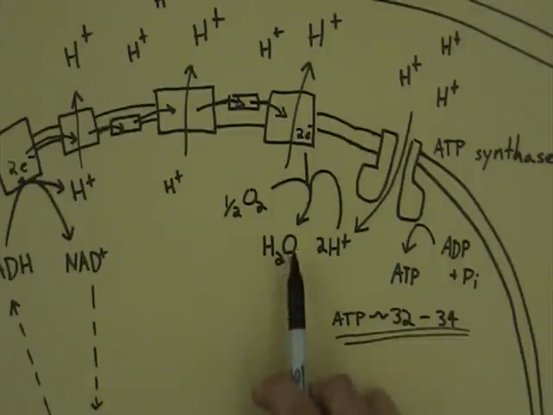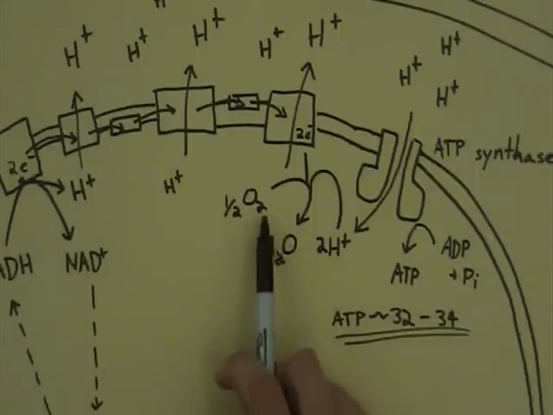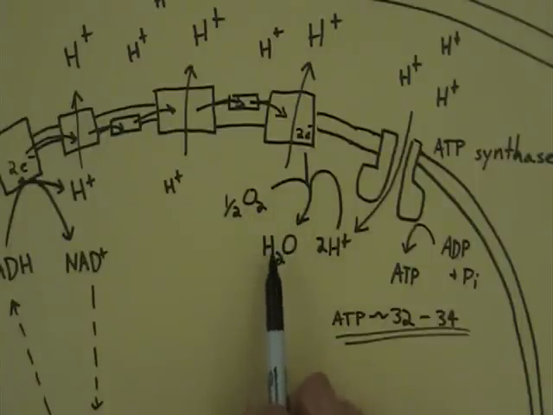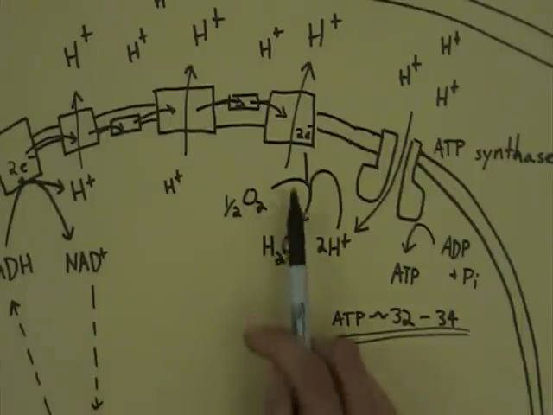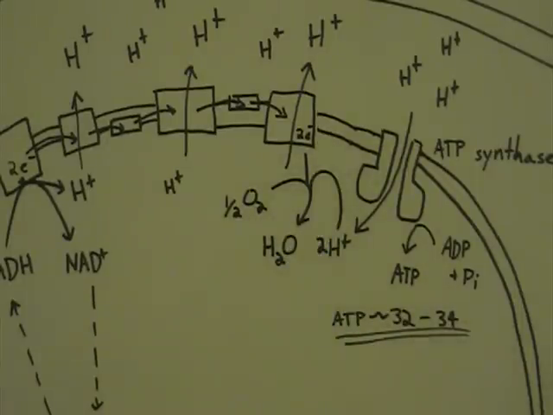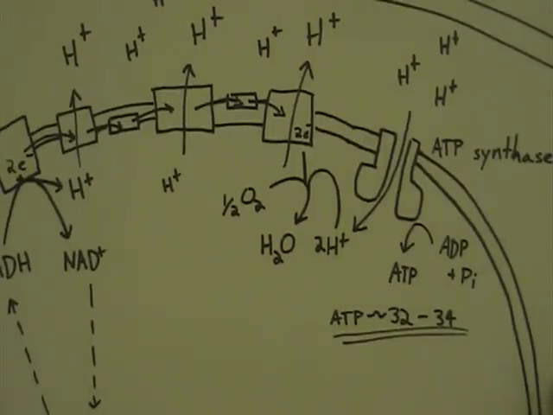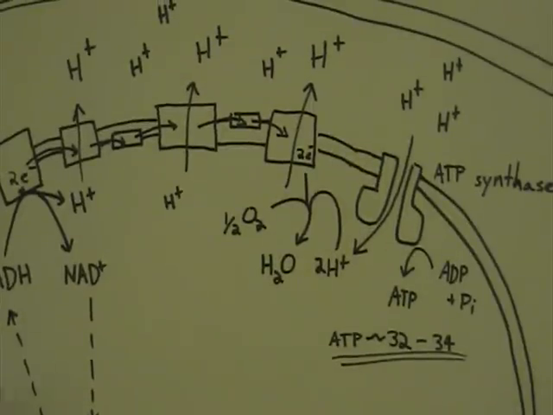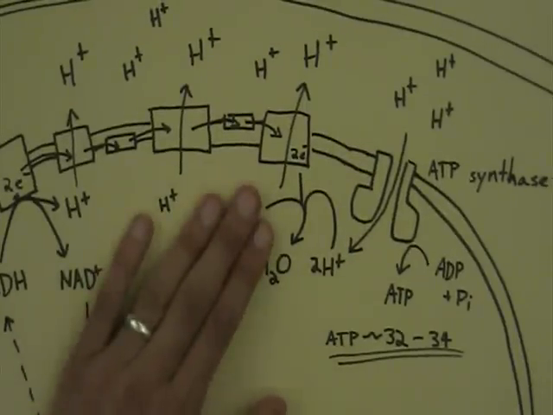So, where does the oxygen in water, the water that we produce, come from? It comes from molecular oxygen, the oxygen that we respire. That is used to make water. It is the electron acceptor at the end of the electron transport chain. So a few key points from this. Let's think about what would happen here if we didn't have oxygen.